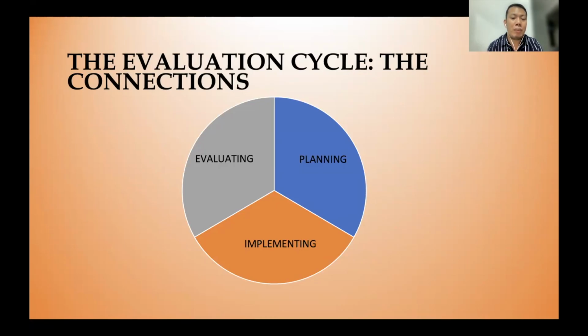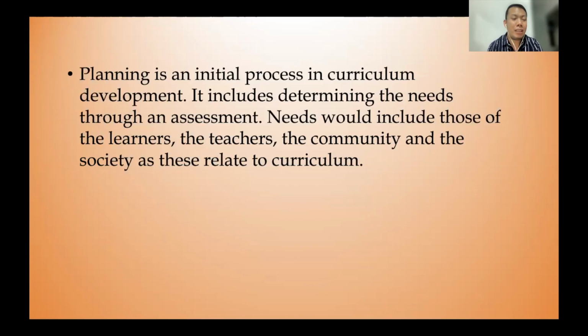Now, as you can see on the pie chart, planning is next to evaluating, and planning is next to implementing, implementing is next to evaluating, so on and so forth. Now, planning is an essential, initial process in curriculum development. It includes determining the needs through an assessment. Needs would include those of the learners, the teachers, the community, and the society as this relates to curriculum. So in curriculum development, the first stage actually is planning.